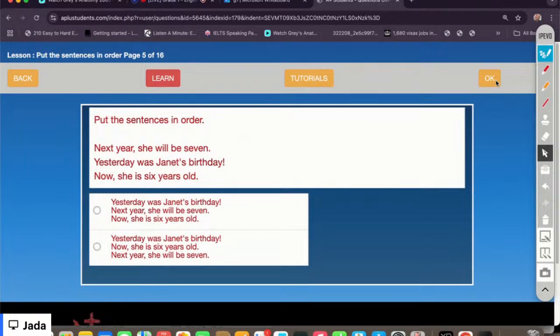So next year she will be 7. Yesterday was Jane's birthday. Now she is 6 years old. So what do you think? What would be the right order?